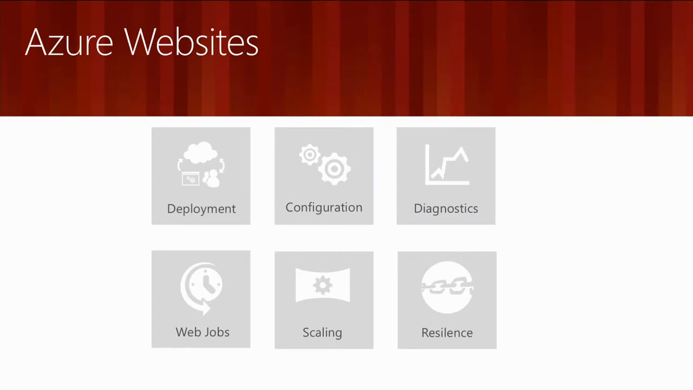So we'll start out with Azure Websites. We're going to cover 6 basic areas here. We're going to talk a little bit about deployment. What are the options we have when we're deploying an application to Azure Websites? What kind of things come along with that, and why would we pick one over another? Those are the types of questions you're going to see on the exam.